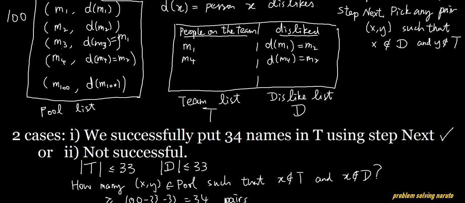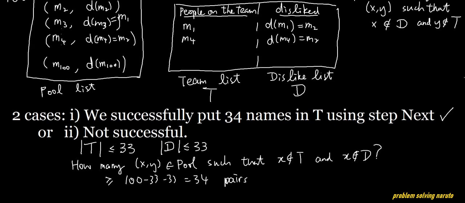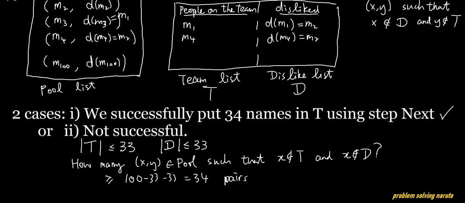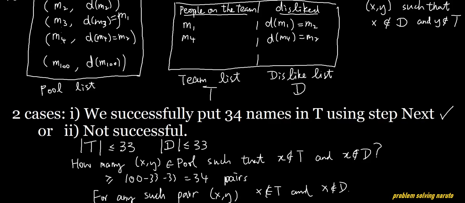Well, because let's call these good pairs. So for any such pair xy with x not in T and x not in D, why can I not move this here? Why can I not do this step? Why for this pair, why can I not put it on the team?